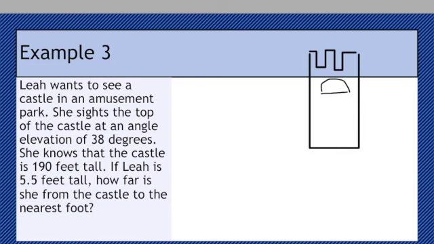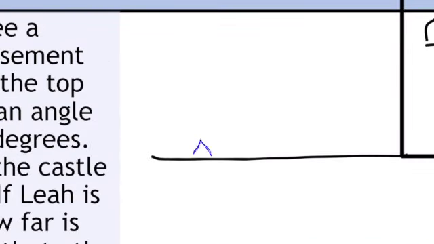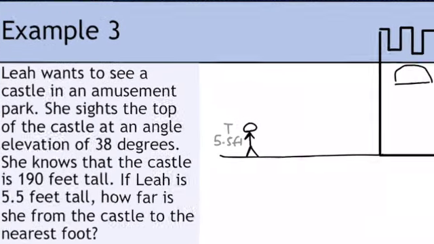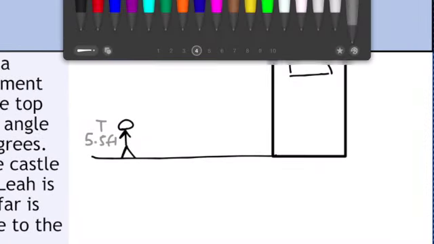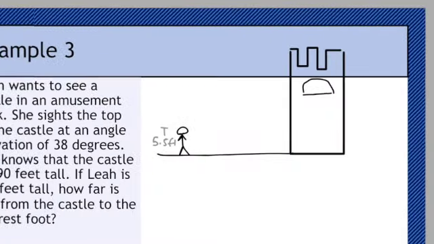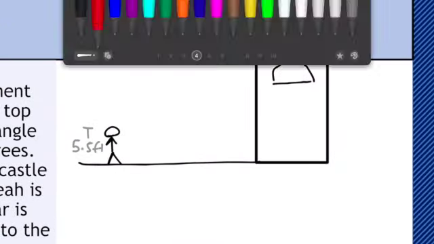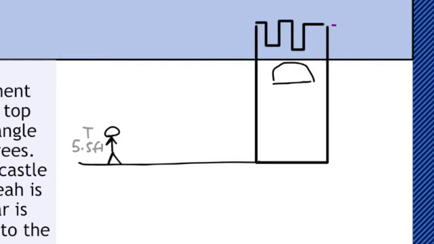And then we have Leah. Let me draw a straight line here for the ground. So then we have Leah right here. A little tall there. Let's zoom in just a little bit. We have Leah here, who's about 5.5 feet tall. So she has a height of about 5.5 feet. The castle has a height of 190 feet, correct? So let's grab a different color. So this has a height of 190 feet.